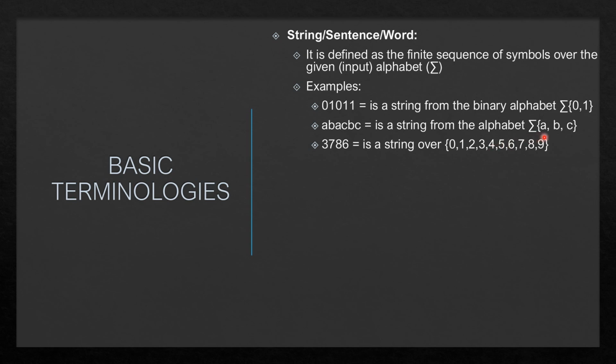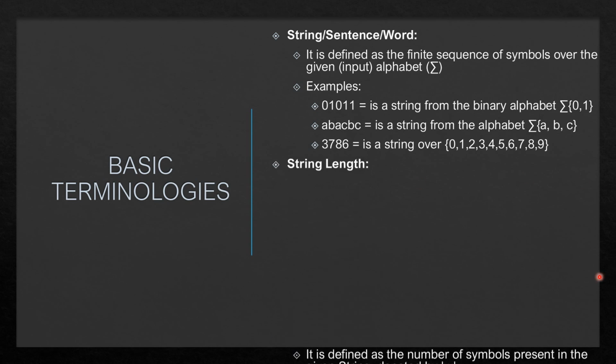This has alphabets from only a, b, c, that is a set of input {a, b, c}, and {0, 1}, that is binary alphabet, can generate this string, sentence or word. Either of these three terms can be used alternatively.